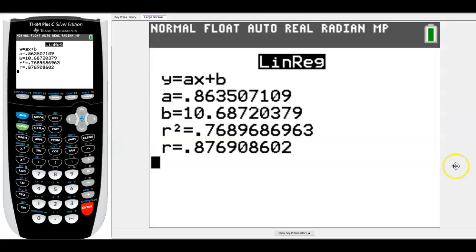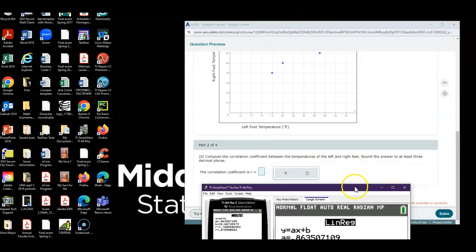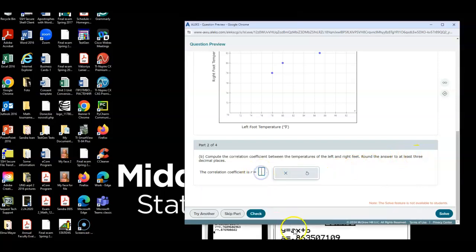How many decimal places do we need to round this correlation coefficient to? It tells us to round the answer to at least 3 decimal places. At least means you can round to more. You can put just 0.87, or if you round to 3, that will be 0.877. If you round to 4, there will be 0.8769, because after 9 we have 0. So check your answer.